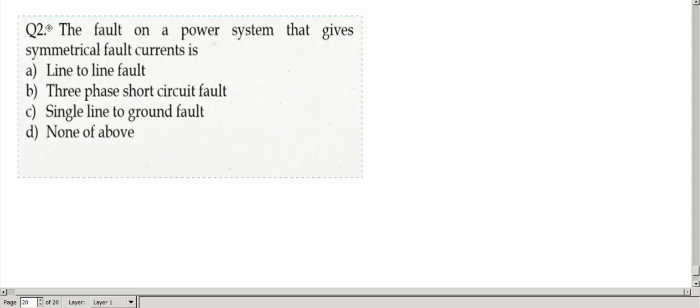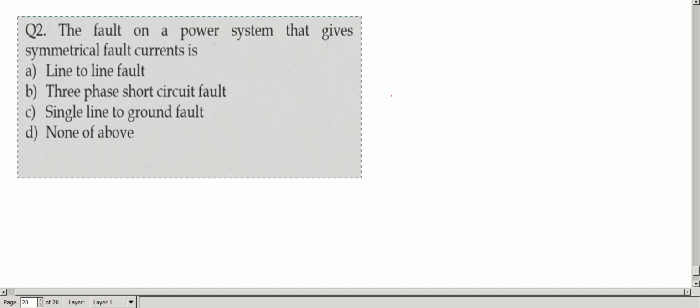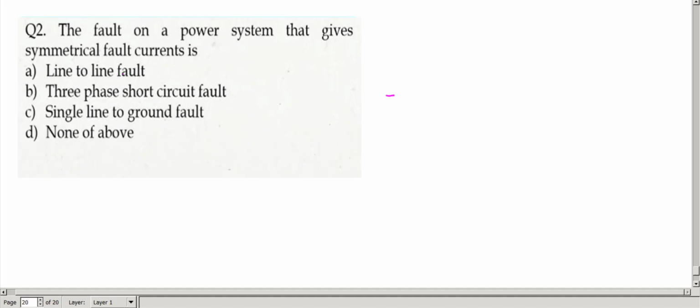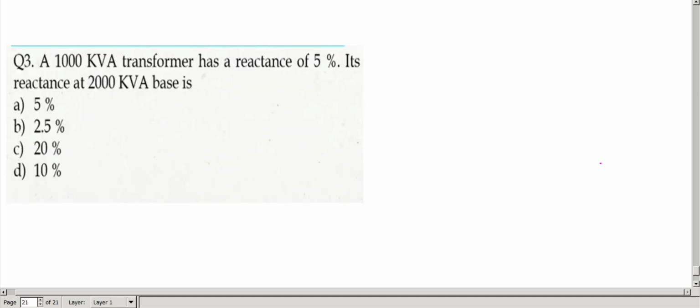The second question is: the fault on a power system that gives symmetrical fault currents. As I said just now, the fault that gives symmetrical fault currents is a three-phase short circuit fault. So symmetrical fault means it is a three-phase short circuit fault. Okay, next question.